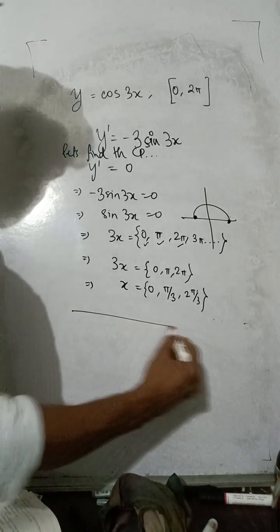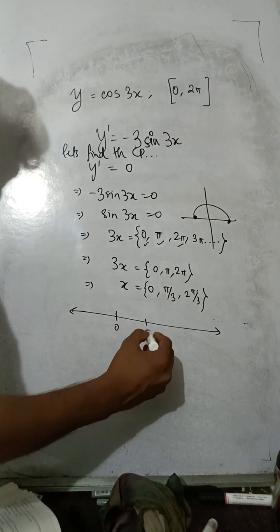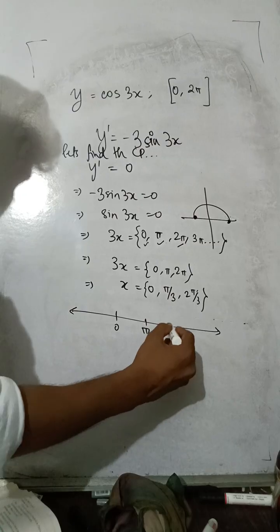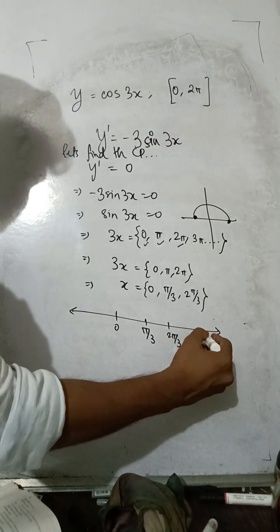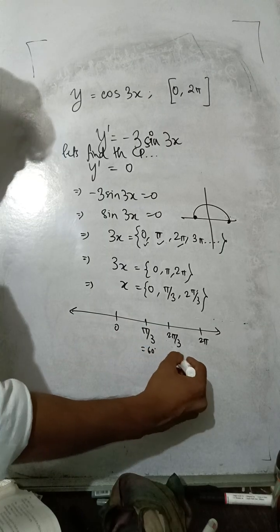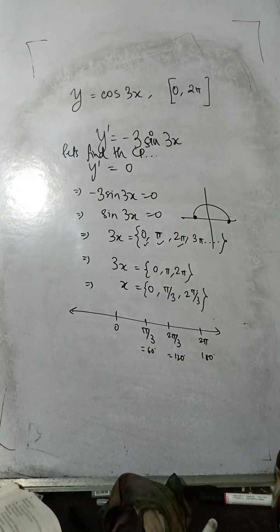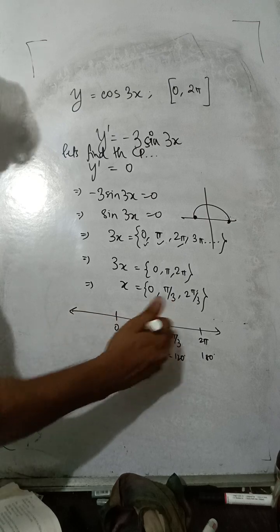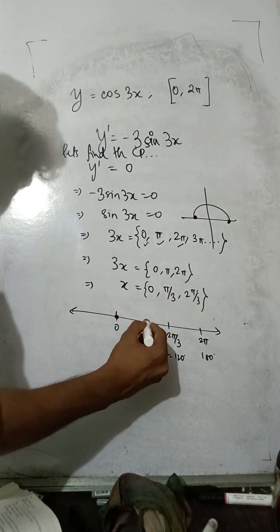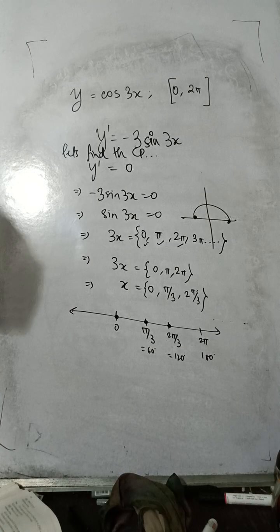Now let us draw our number line, and this is 0. This is our pi by 3, this is our 2 pi by 3, and let this be 2 pi. What is pi by 3? Pi by 3 is basically 60 degrees, this is 120 degrees, and this is 180 degrees, and this is obviously 0 degrees. So we have these 3 critical points. I will put bold dots here to show that these are the points where our y dash is equal to 0.